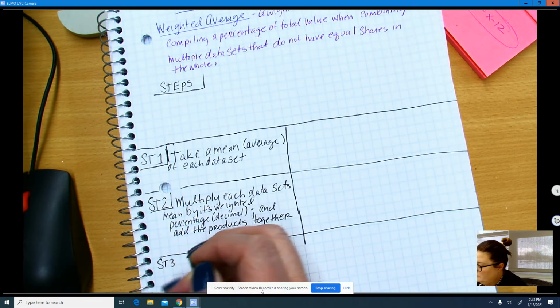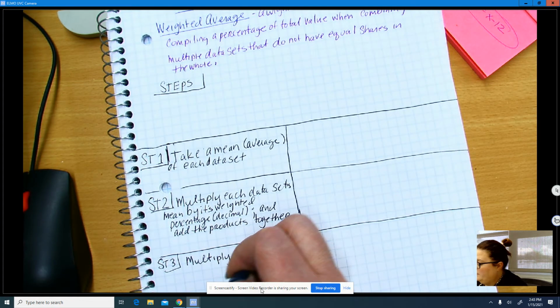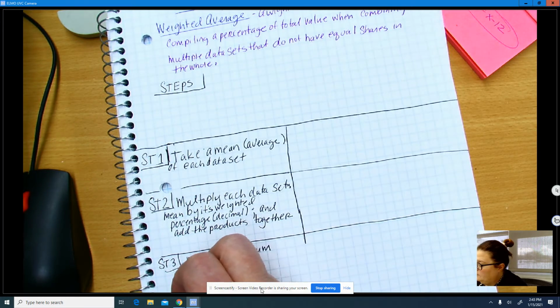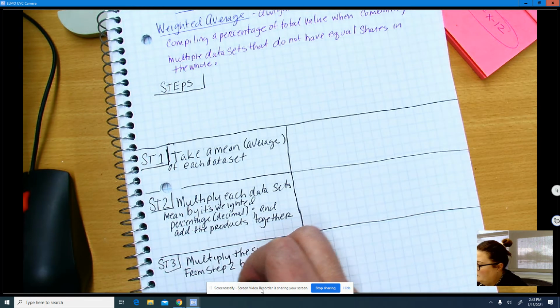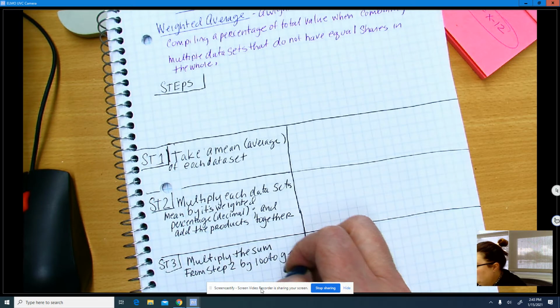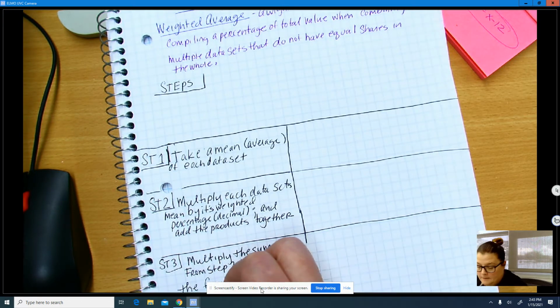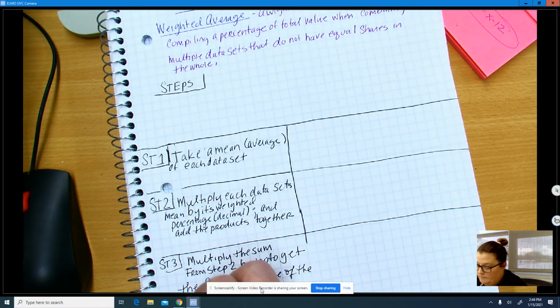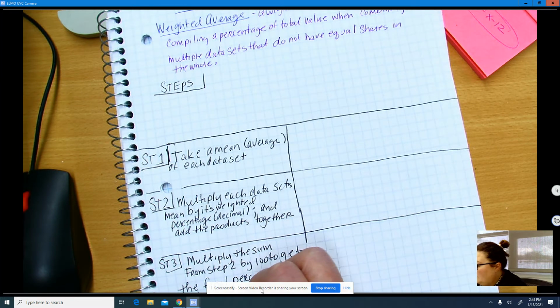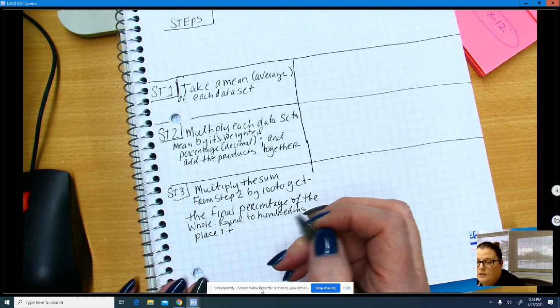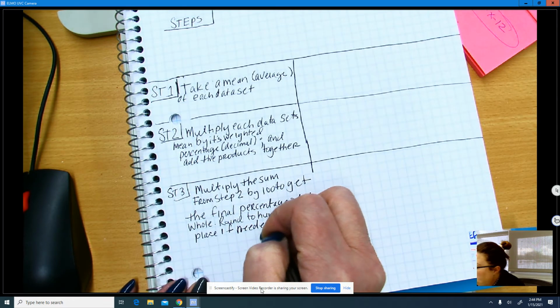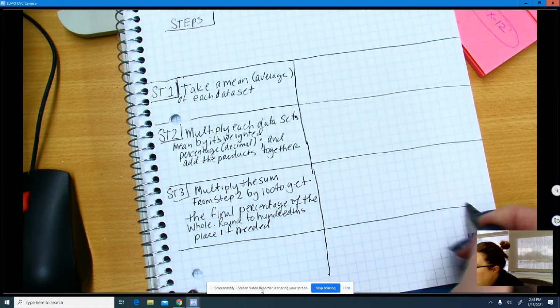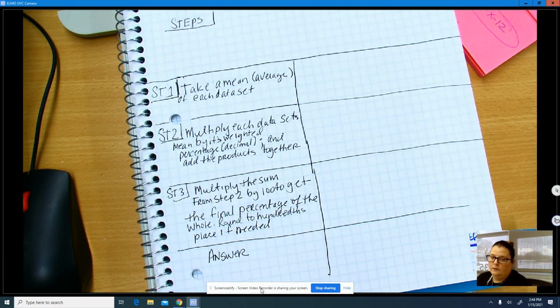Step 3, multiply the sum from step 2 by 100 to get the final percentage of the whole. Round to hundredths place if needed. And after that, we will have our answer. So I'll give you a good 30 seconds to make sure you have it all down. Then we'll go over our example.